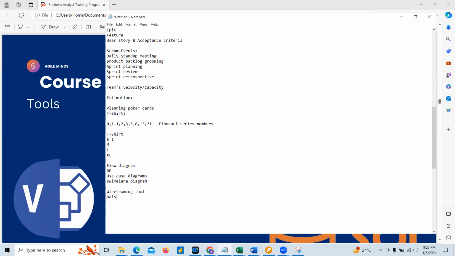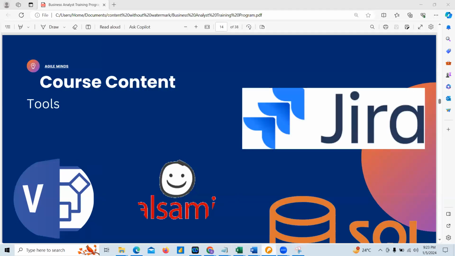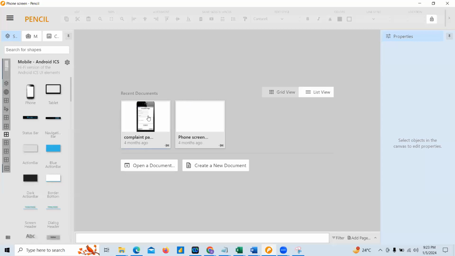We have Balsamiq, we have Pencil, Axure Pro. All these are paid tools. Balsamiq is a paid tool, Axure Pro is a paid tool, Pencil is a free tool, open source. So this is Pencil. Let me show you that. This is Pencil. You can make mock-up screens using all these elements.